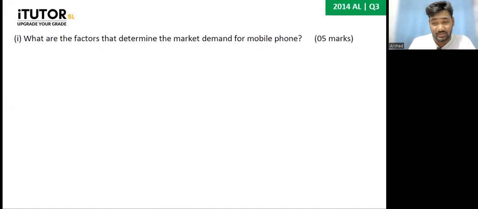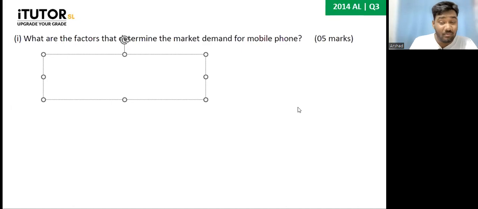Then we have done 5 questions today. Okay. So can you quickly give me answers, guys? We'll try to finish this in 20 minutes so that we can finish the class. Okay. What are the factors that determine the market demand for mobile phones? What can you say? Can you quickly give me? Now they're giving 5 marks, so you'll have to give 5 points. Can you give me some factors?